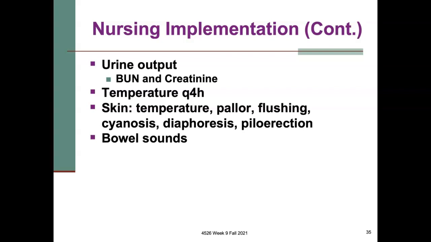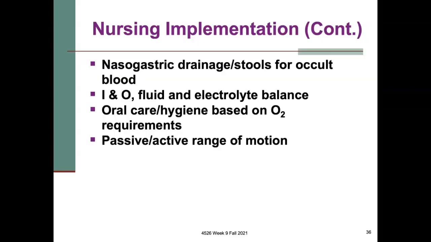Monitor the temperature every 4 hours if normal, but in the presence of an elevated or a subnormal temperature, obtain hourly core temperatures. Cap refill should be assessed and skin monitored for temperature, pallor, flushing, cyanosis, diaphoresis, and piloerection. That's those chills that you get where you get those bumps on your skin and the hair stands erect. And bowel sounds should be auscultated every 4 hours, and abdominal distension should be assessed. If a nasogastric tube is inserted, drainage should be checked for occult blood, as well as the stools, to see if the patient is bleeding.